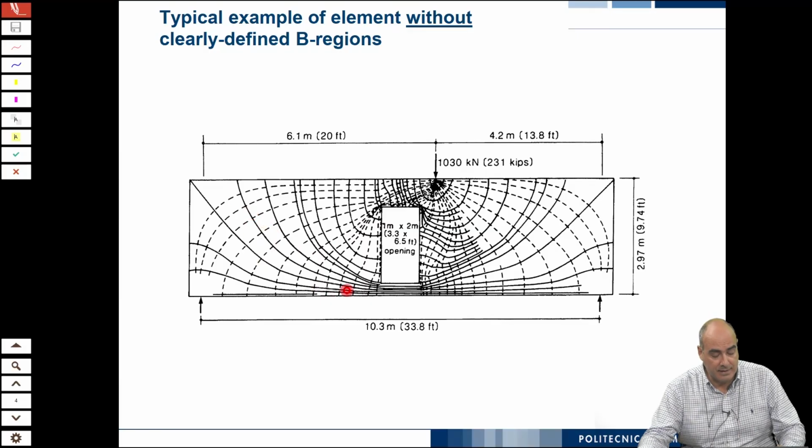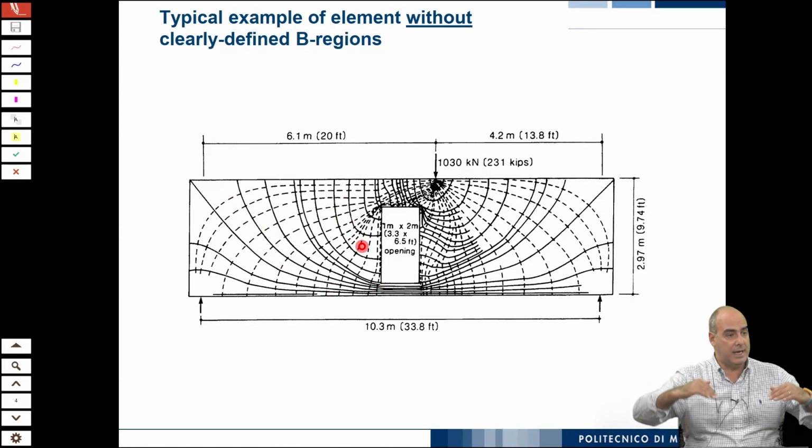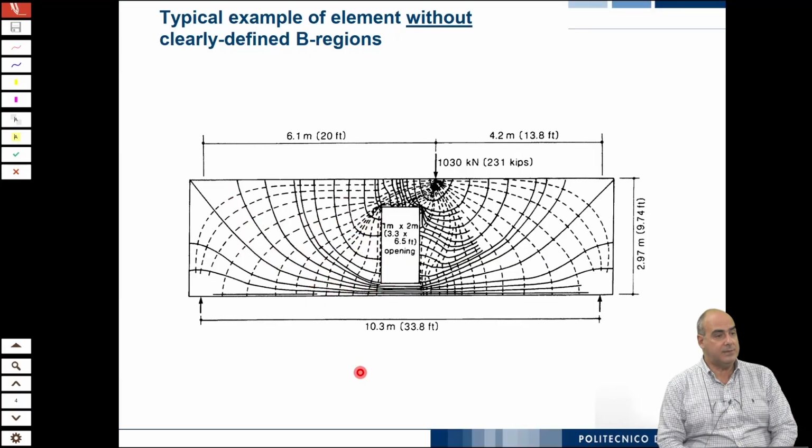And also here, the stress lines, when they meet the opening, have to turn around it, or they are forced to flow into a very narrow region. So in this region, where can you apply a beam model? I would hardly say nowhere.